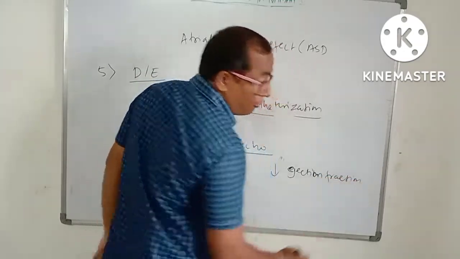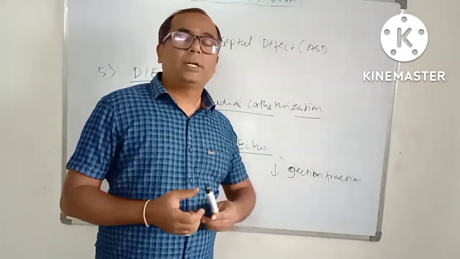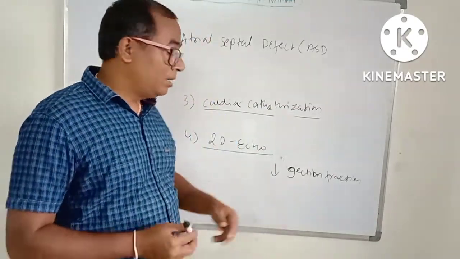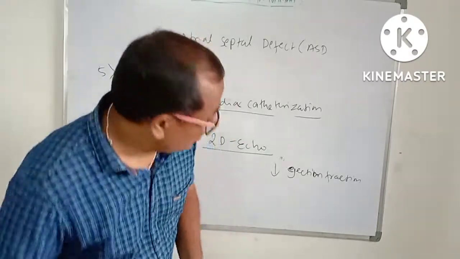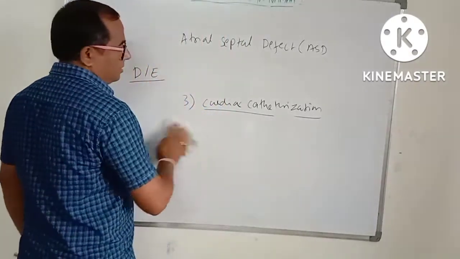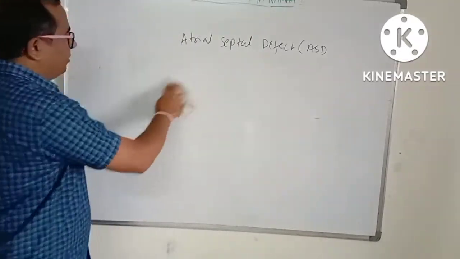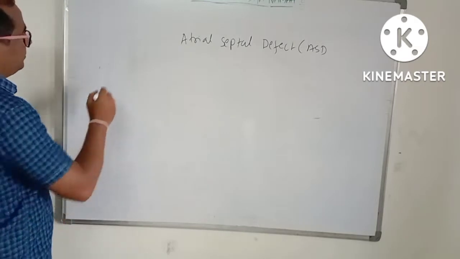As there is shunting of blood from the left side of the heart to the right side, there is a decreased cardiac output and decreased stroke volume. So that can be evidenced by 2D echo. Okay. So next we shall see management of atrial septal defect.